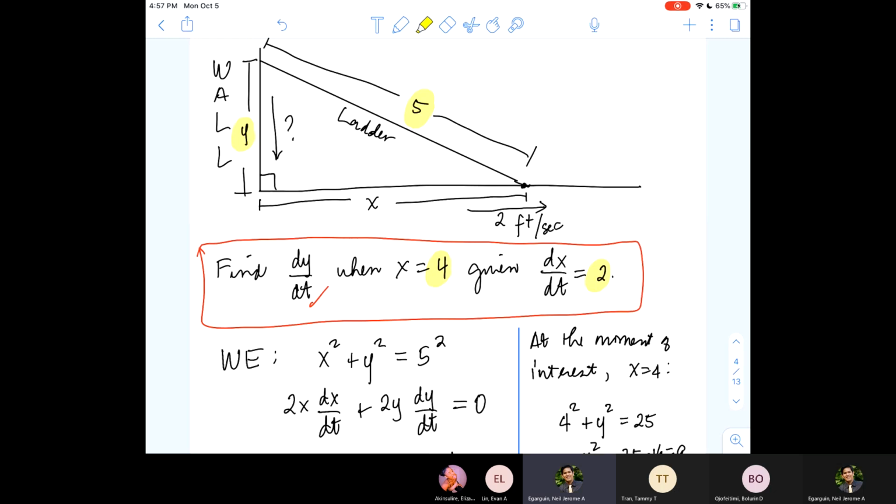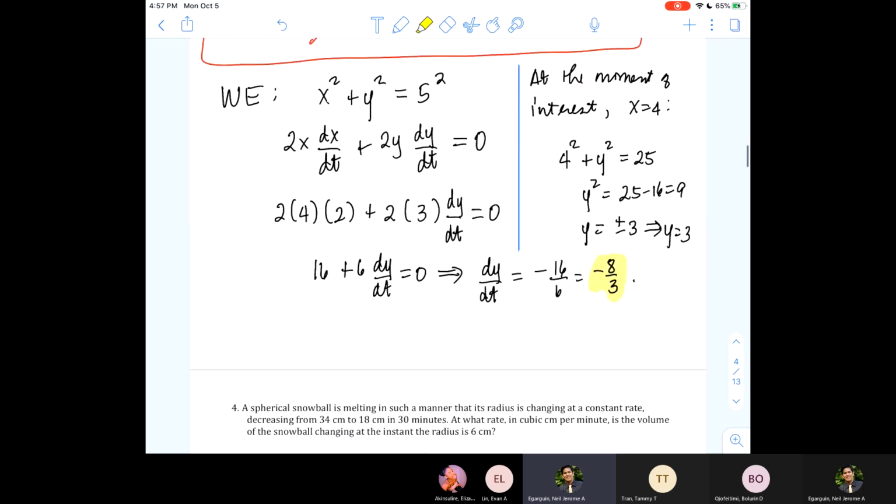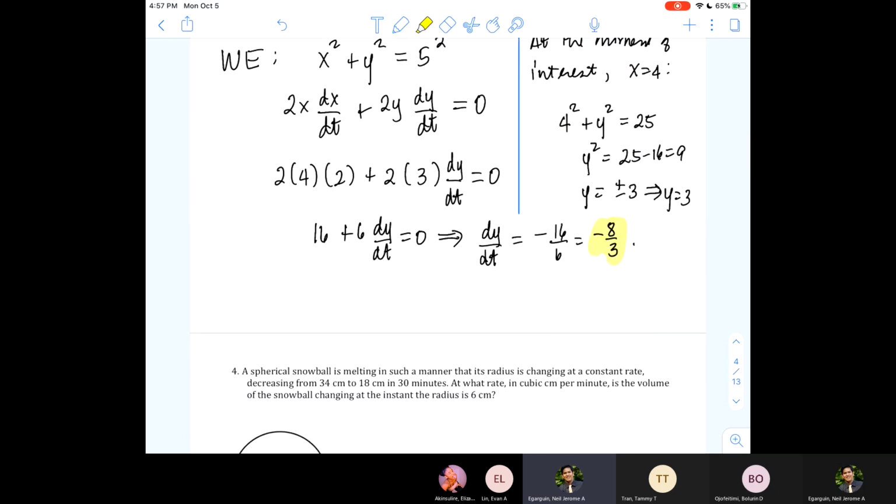So imagine what happens as time passes by. If you go back to the problem, or with this illustration, as time goes by, the ladder is sliding down the wall, right? So what happens to y? Y is decreasing through time, because the top of the ladder becomes closer and closer to the ground. So at least here we have the right sign for dy over dt. So it makes sense, and we can now conclude with more confidence that the answer really is negative 8/3.